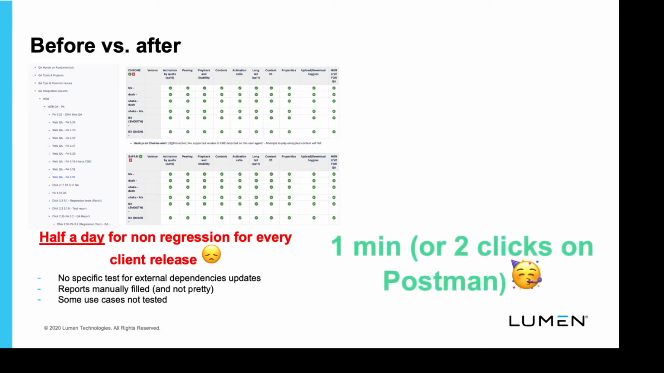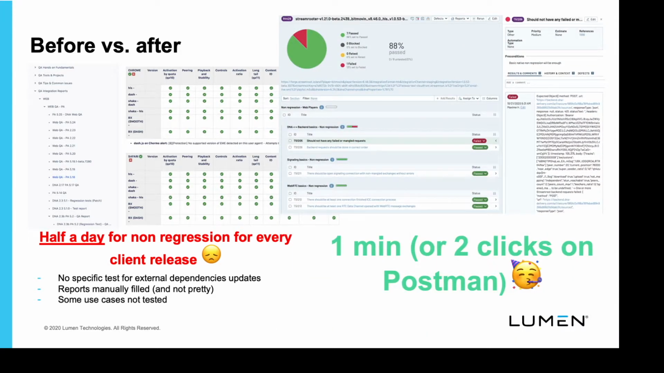The very nice thing, and that's the story we're going to talk about today, is that now all this takes us basically 1 minute or 2 clicks on Postman. All the tests are done automatically and all the results are aggregated within TestTrail, which is a nice QA tool for aggregating reports. Again, we also have some listeners that fire tests every time we have a new external dependency update. And some use cases can now be tested and very easily added to a routine and become systematic by anyone within the team.